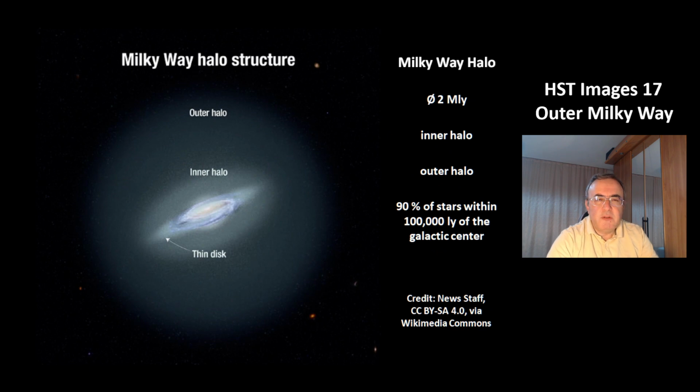This is the structure of the halo of the Milky Way. You can see the thin disk. The thin disk has a thickness of about 1,000 light years. Here's the inner halo and the outer halo. The halo of the Milky Way has a diameter of 2 million light years. 90% of the stars lie within 100,000 light years of the galactic center.